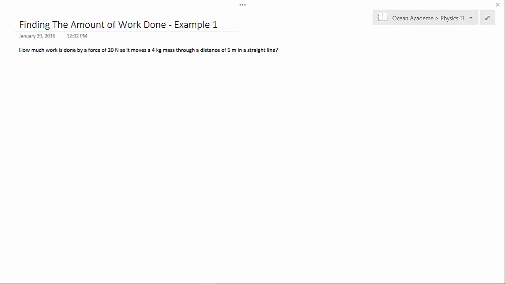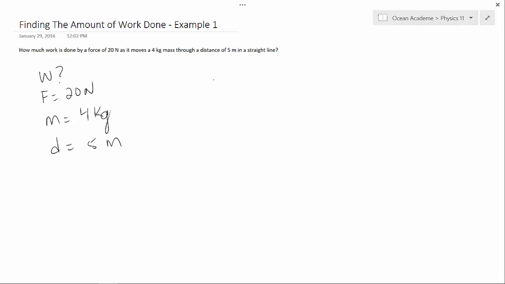First, let's write down what we know. We are looking for work. We have a force of 20 newtons. We have a mass of 4 kilograms, and it's being moved a distance of 5 meters in a straight line.